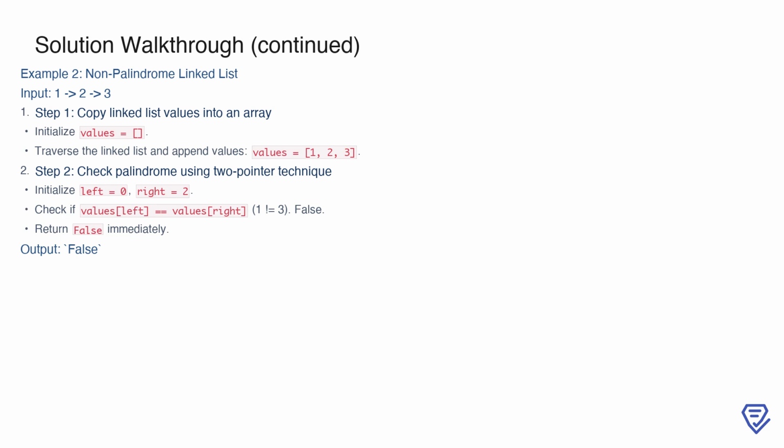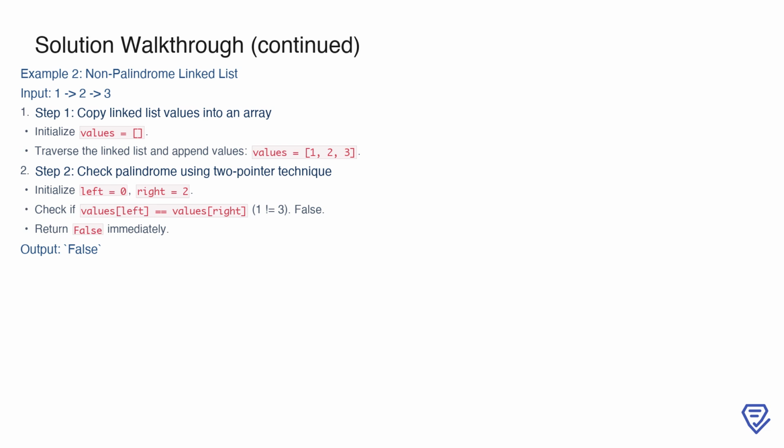With the input 1-2-3, we again start by copying the values into an array. We initialize values as an empty list and traverse the linked list. First, we append 1, resulting in values equals 1. Next, we append 2, so values equals 1, 2. Finally, appending 3 gives us values equals 1, 2, 3.